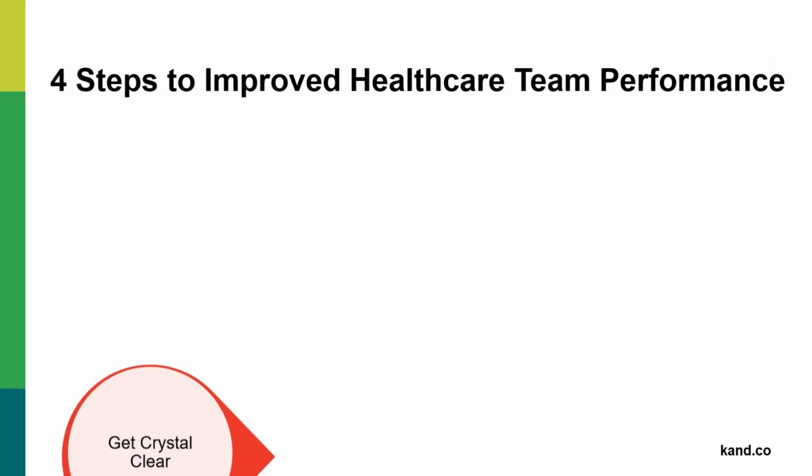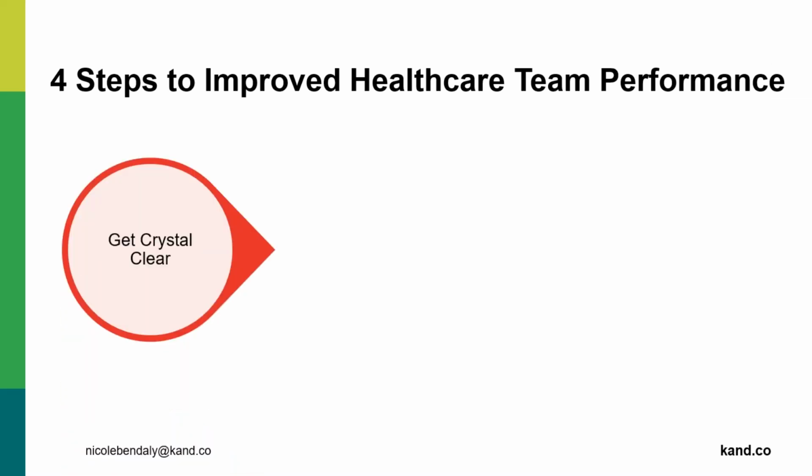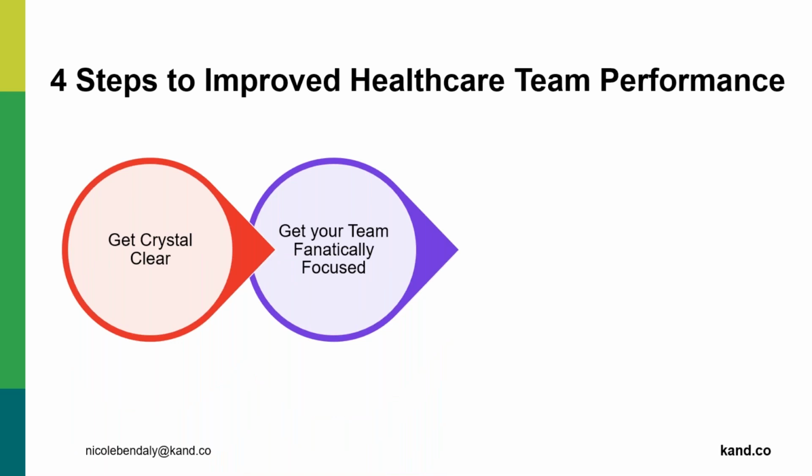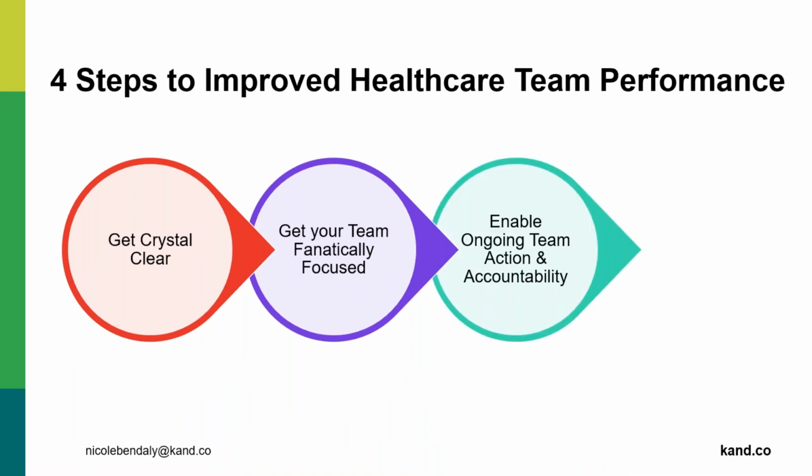So having said that, let's look at the process. The first step is to get crystal clear, then get your team fanatically focused, then enable ongoing team action and accountability, and then finally check in and repeat. We're going to be going through each of these 4 steps together. Okay, now before we do that, I want to ask this next poll.